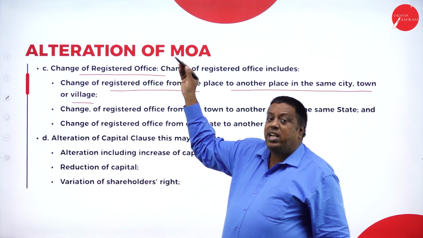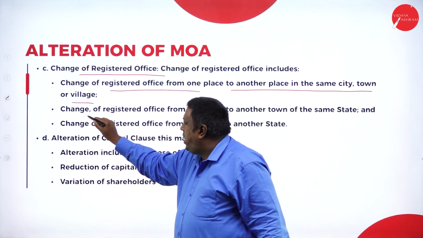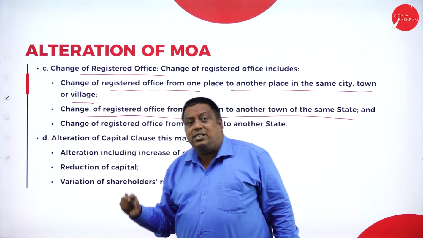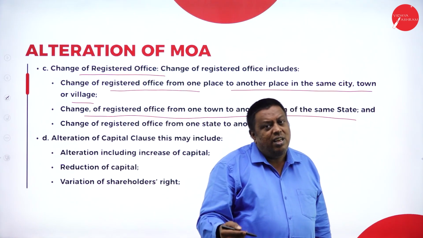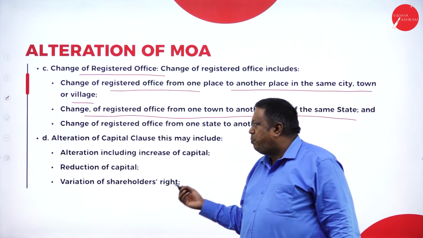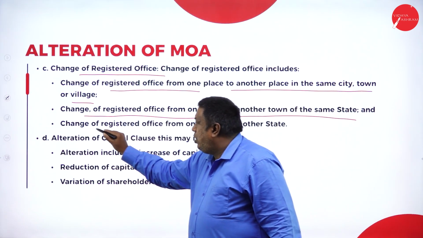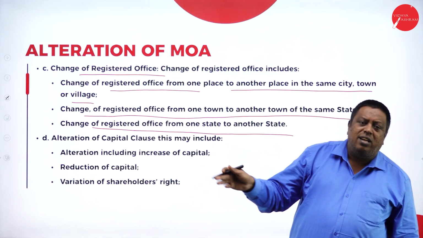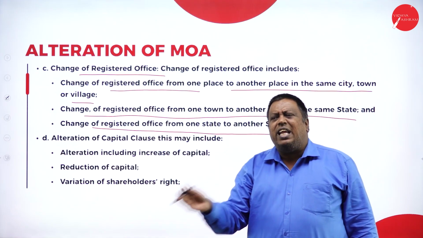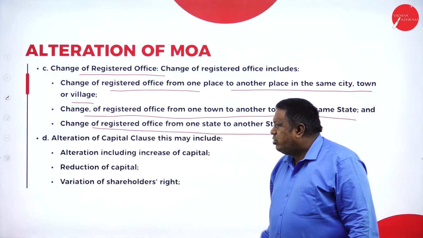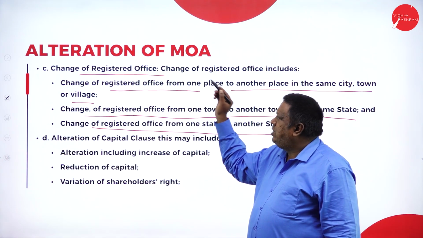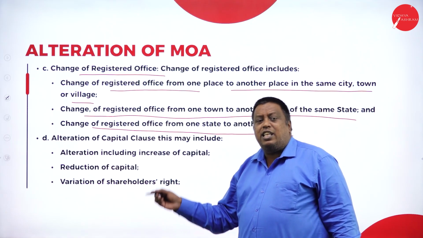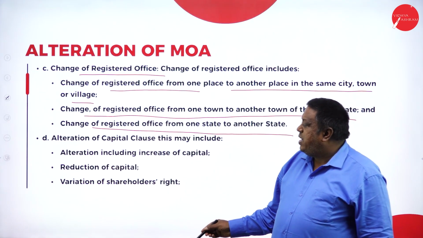So these changes have to be made through the provisions. Change of registered office from one town to another town of the same state, in the same Karnataka, if I'm going to change, then I have to pass a special resolution for the approval. Change of registered office from one state to another state, like changing from Karnataka to Andhra, Andhra to Karnataka, or Tamil Nadu, or any other north states, then the change of registered office concept has to be adopted, the provisions have to be considered, and a special resolution has to be passed in the meeting.